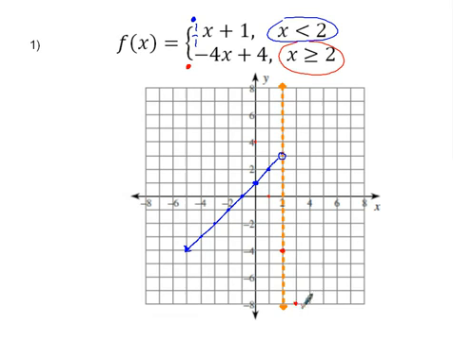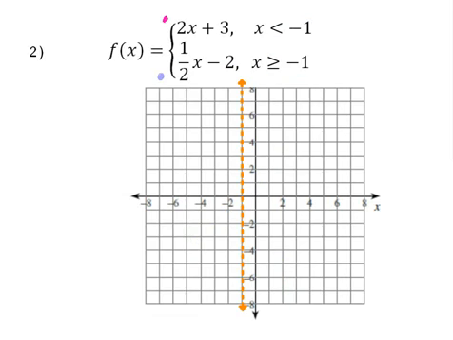I only want the piece of this to the right side. The value is greater than or equal to 2, so I only want this part of the function. Remember, we're going to use a closed-in circle, so what you could do is go ahead and erase these other red dots that we made. We don't need those. You can also get rid of this dotted line, and that is your piecewise function.